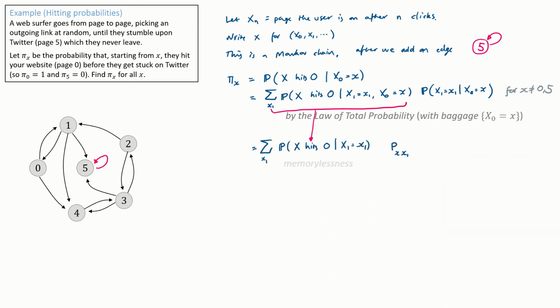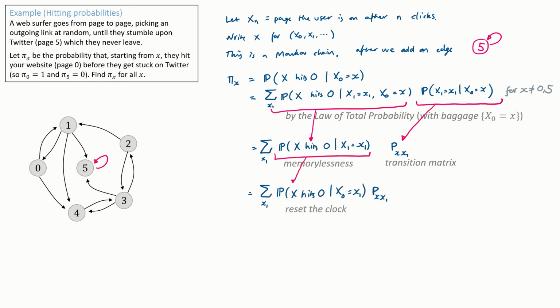The next step is to use memorylessness. That's why I did the conditioning in the last step. I know I can use the memoryless property if only I have x_1 in the condition. It wasn't there originally, so I had to bring it in using the law of total probability. Now we have x_1 in the condition, and therefore I can ignore x_0 using memorylessness. I've also bunged in the transition matrix entry here, p_{x x_1}.